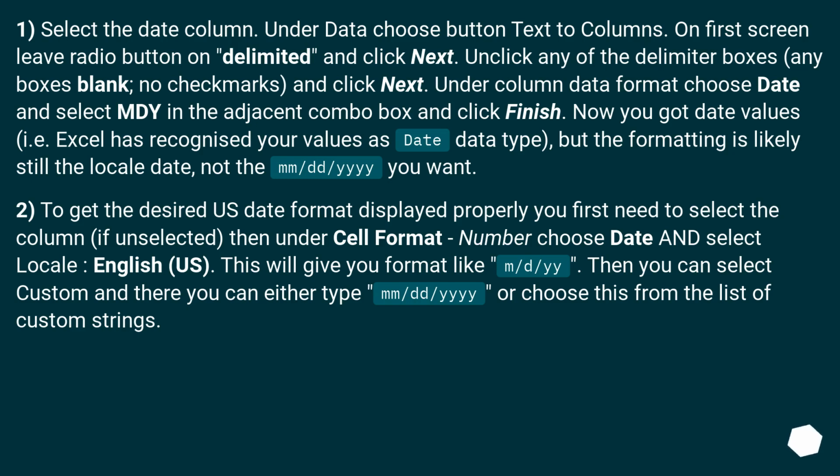Now you got date values, i.e. Excel has recognized your values as date data type, but the formatting is likely still the locale date, not the m/dd/yyyy you want. (2) To get the desired US date format displayed properly, you first need to select the column. If unselected, then under Format Cells, Number, choose Date and select Locale, English, US. This will give you format like m/d/yyyy. Then you can select Custom, and there you can either type m/dd/yyyy or choose this from the list of custom strings.